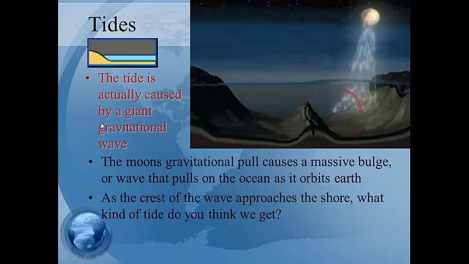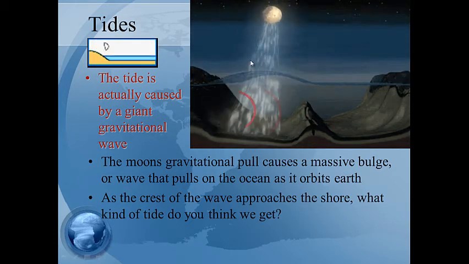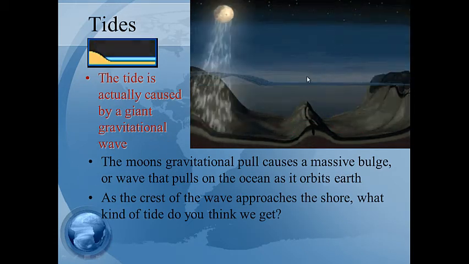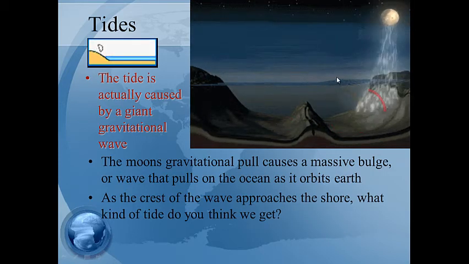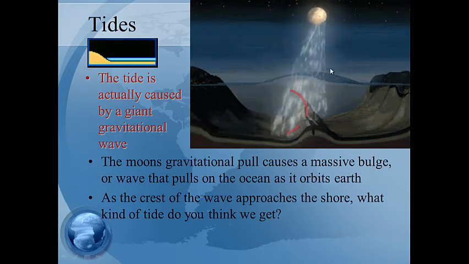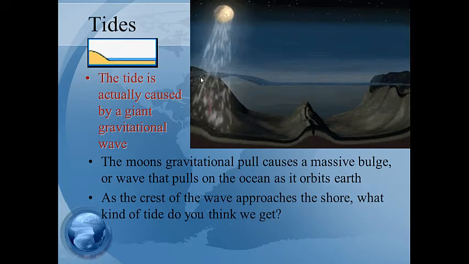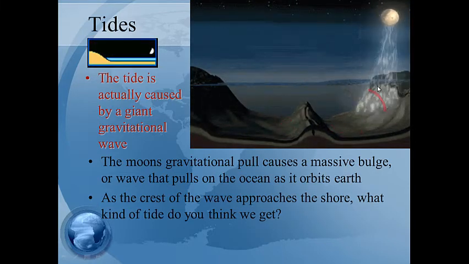The tide is actually one gravitational huge wave. So look at the moon here. If we could see the moon's gravitational pull, this is what it might look like. It would pull the ocean as a bulge.